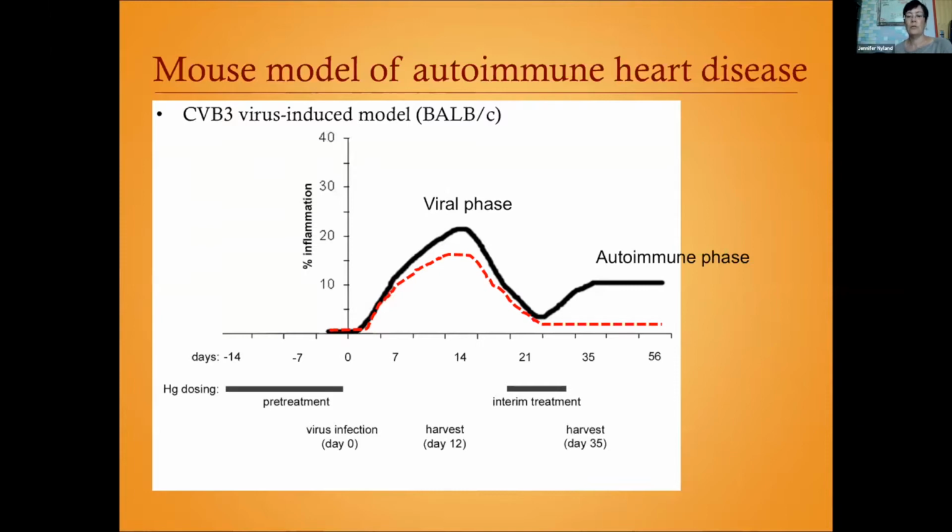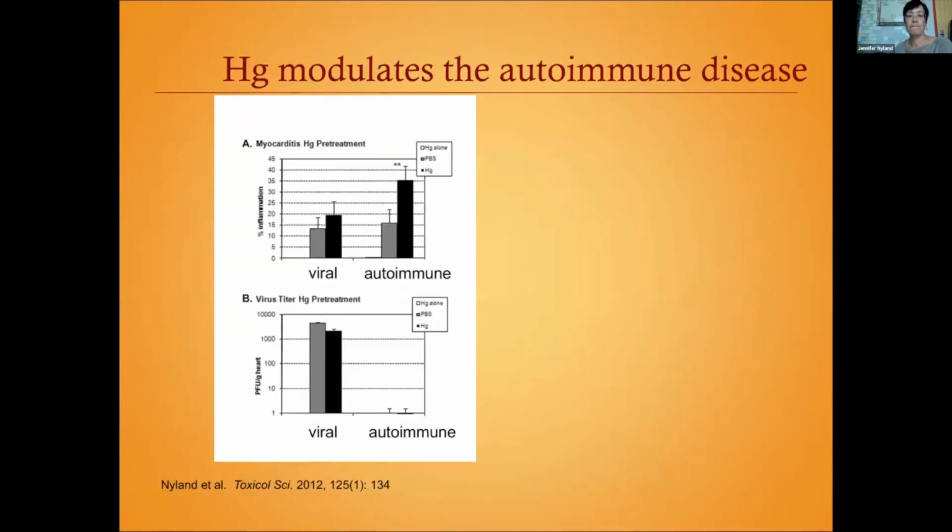And you'll see also there's this bar that is the interim treatment. So in separate mice, in separate experiments, we also infected them first, let them go through the viral phase of the disease. Once they had cleared that infection, we were confident that they didn't have inflammation in their hearts anymore. Then we gave a very short dose of mercury exposure prior to the autoimmune phase of the disease. And we found different results depending on when that mercury exposure occurred. So here are some of the results.